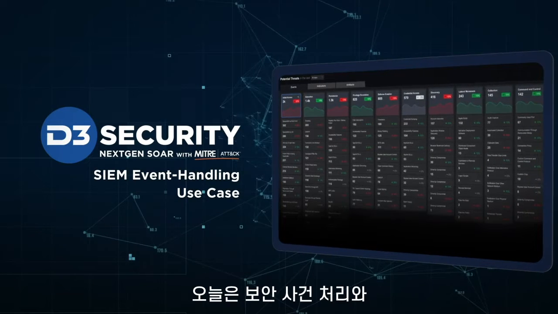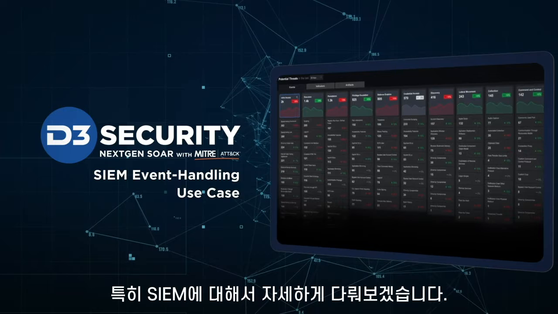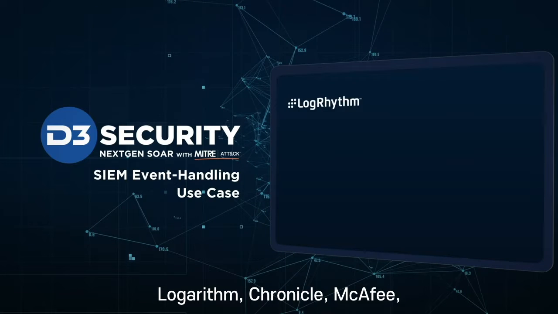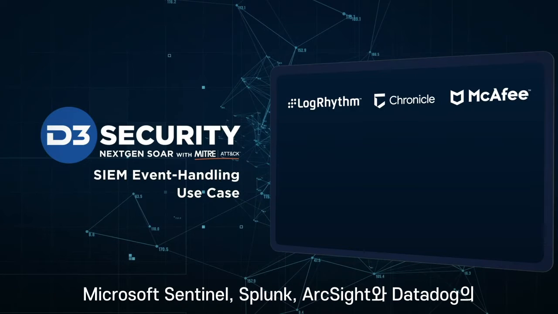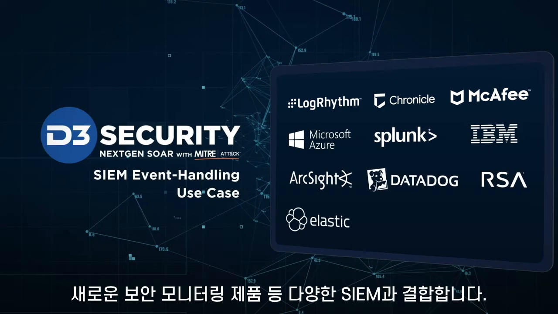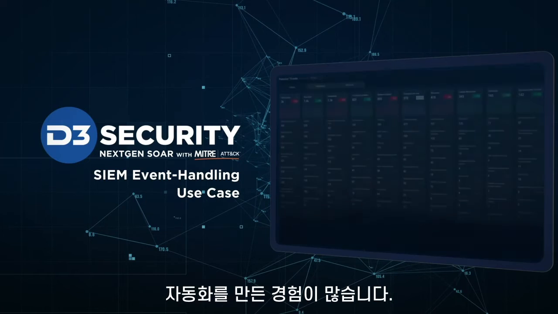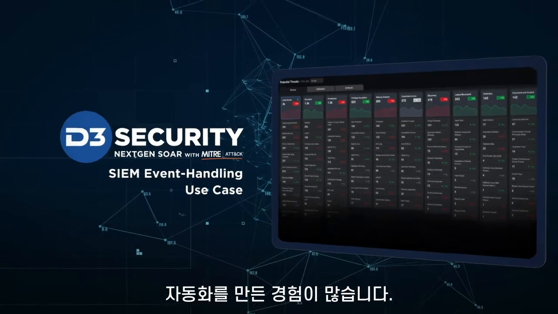Today, we're focusing on security event handling, and SIEM more specifically. D3 integrates with many SIEMs, for example, Logarithm, Chronicle, McAfee, Microsoft Sentinel, Splunk, QRadar, ArcSight, and Datadog's new security monitoring product. We have a lot of experience working with SIEM technologies and creating playbooks and automations for the SOC analysts.